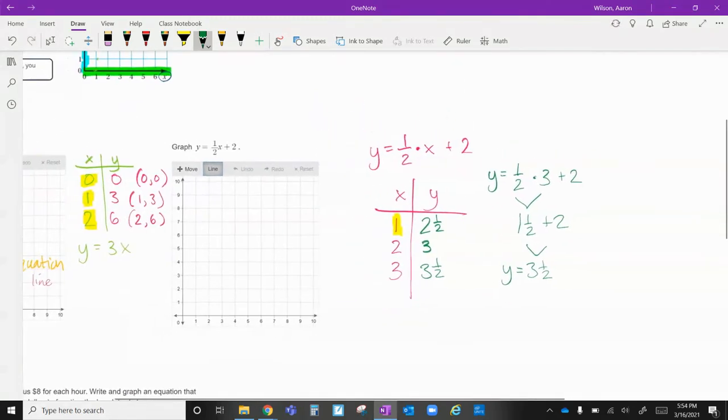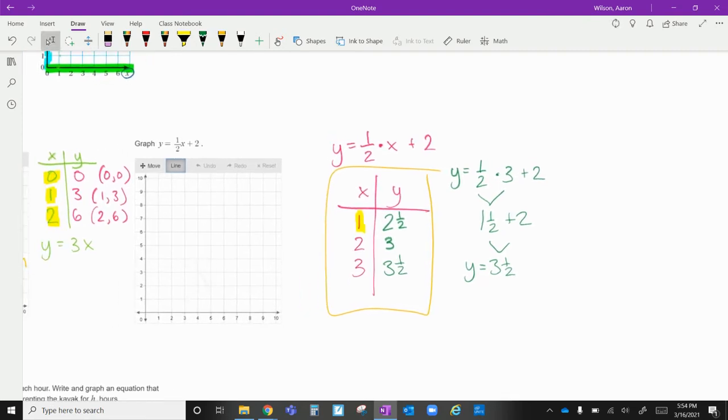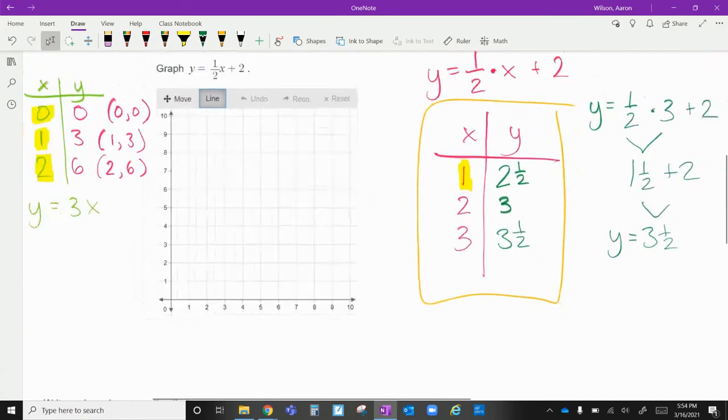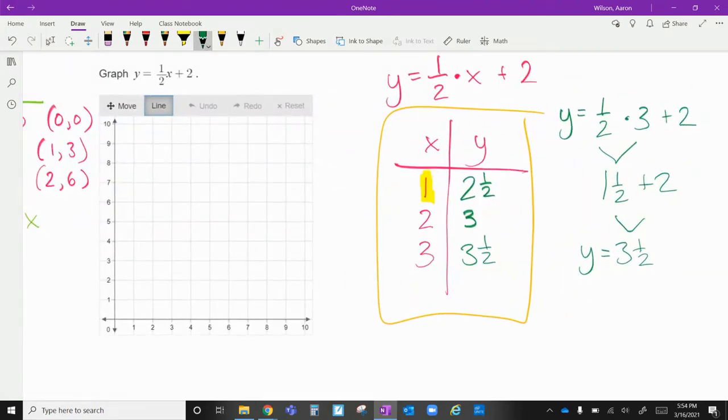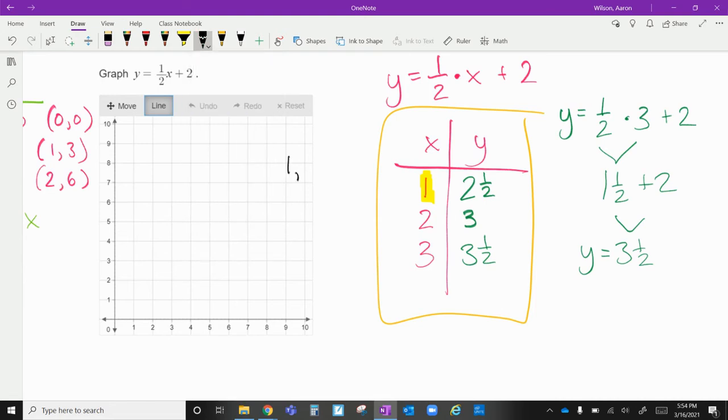So you should start to recognize a pattern when you look at this table, right? Our x values went 1, 2, 3. Our y values went 2.5, 3, 3.5. So I'm going to write down these ordered pairs, and then we're going to graph them. Our first ordered pair, I'll use black this time, is 1, 2.5. Our next ordered pair we have to graph is 2, 3. And our last one is going to be 3, 3.5. We're just going to plot these.